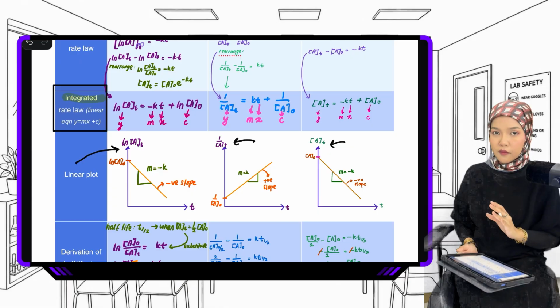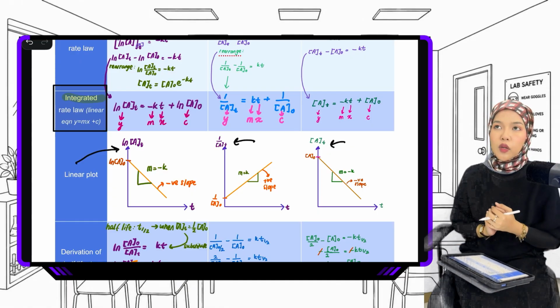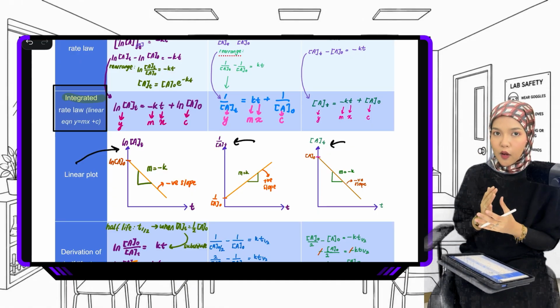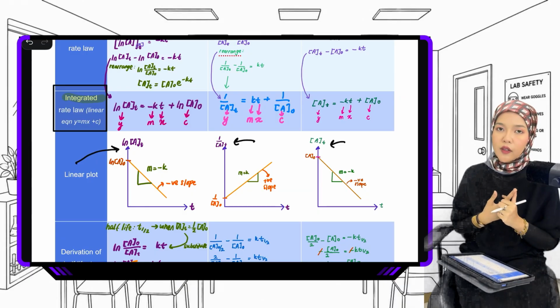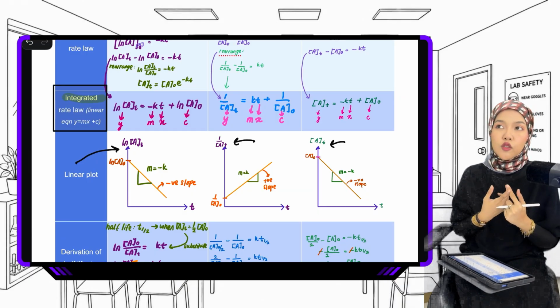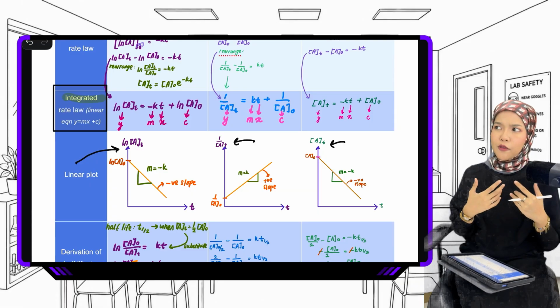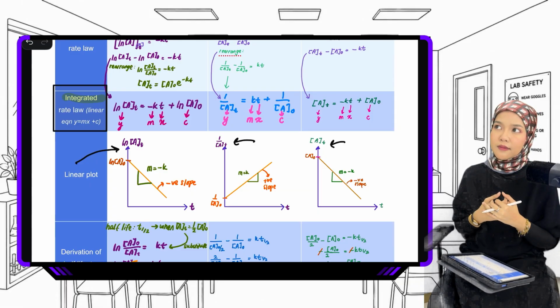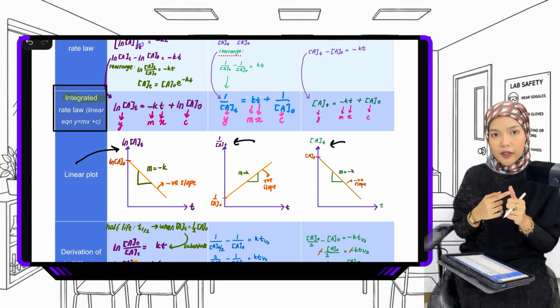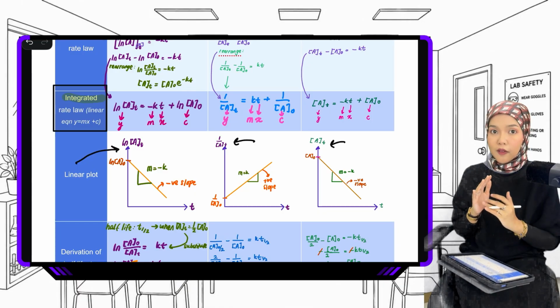Sometimes you will be asked to make a plot to determine the order of reactions, or sometimes you need to use the graphical method to calculate the gradient, which is the k. So sometimes you need to use the graphical method, so you need to know how to plot the graph.